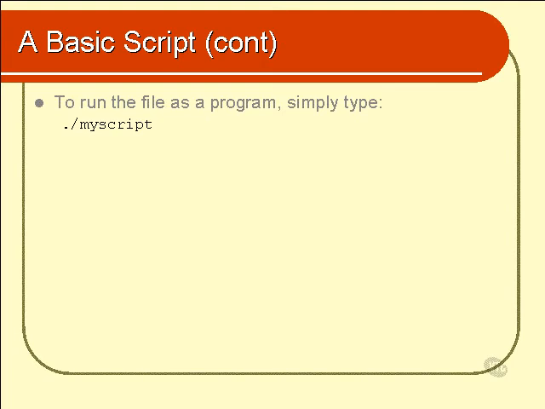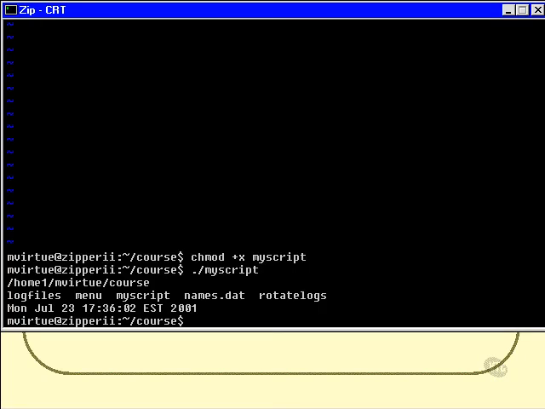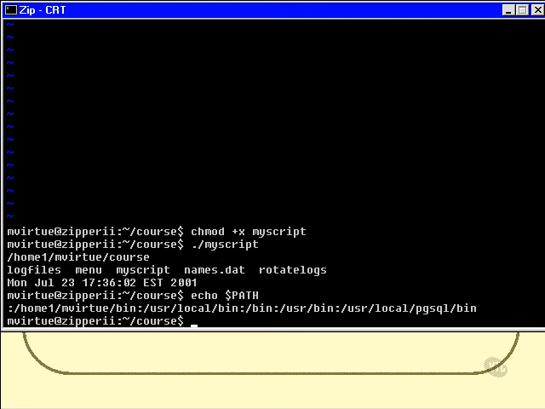Now there is a slightly shorter way of getting the script to run, but that depends on the fact that the directory that the script is in is in your path. If the directory is in your path, then you can abbreviate this further to just simply type in MyScript. Let's have a look at that. Now, how do I find out if my script's directory is in the path? Well, you'll learn this later, but if you don't know it now, type in echo $PATH. That'll tell me the current path. Now, what I'm looking for is whether this current directory is in the path.